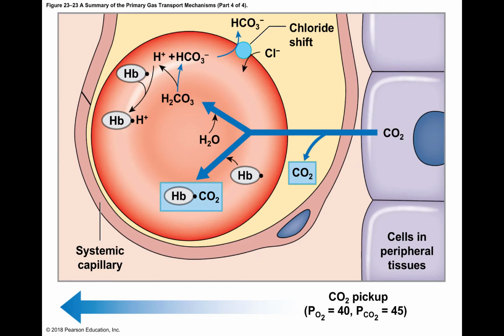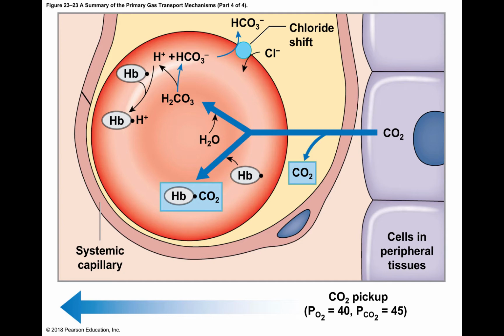So carbon dioxide. Here are the tissues, and carbon dioxide moves into the blood, and some of the carbon dioxide is going to be carried freely in the plasma. Some of it's going to be carried inside the red blood cell by hemoglobin. But the majority of carbon dioxide is going to be converted into this acid that we call carbonic acid. Okay, carbonic acid. And so it's a buffer. And when you get to advanced A&P, you're going to talk about the buffer systems in the body.